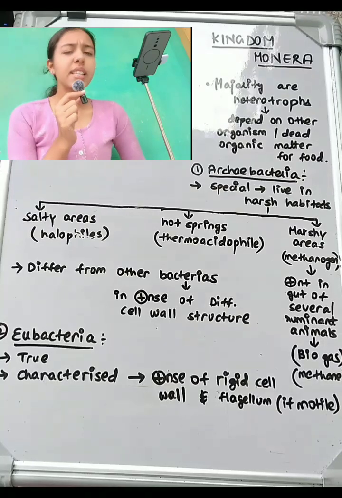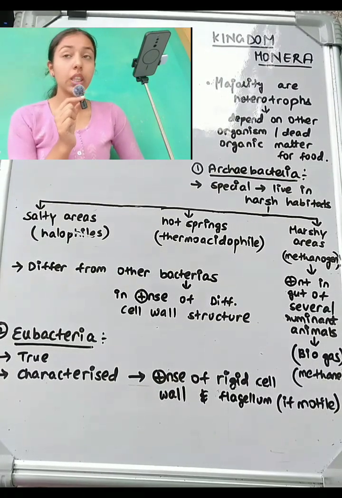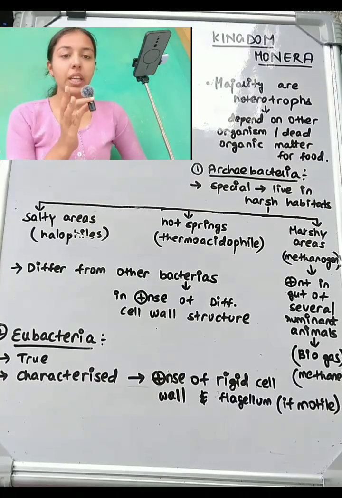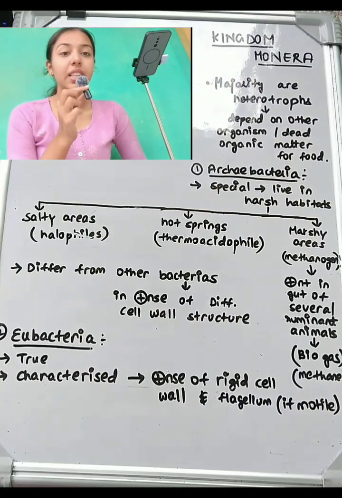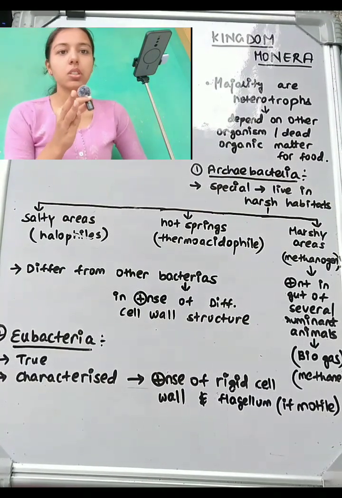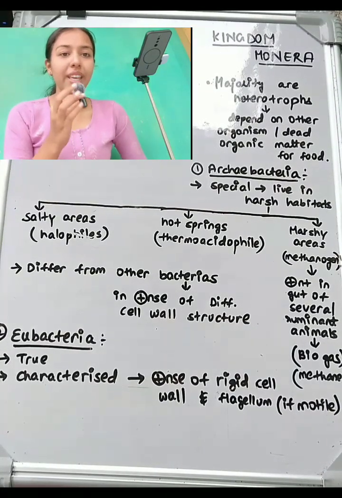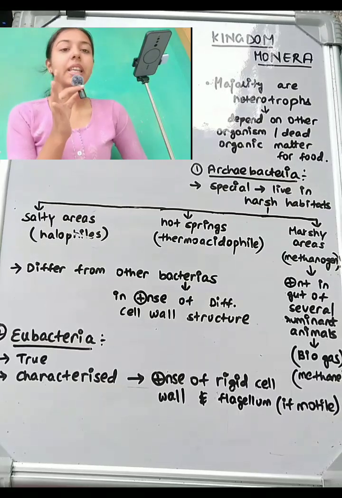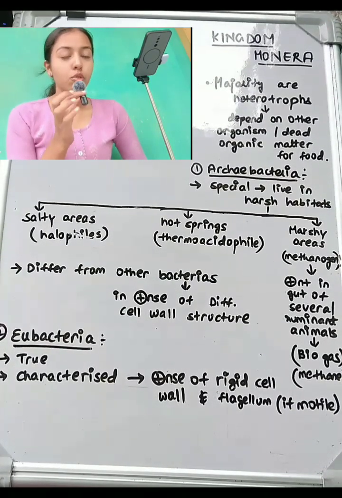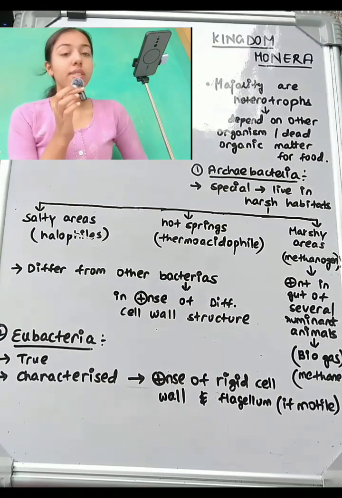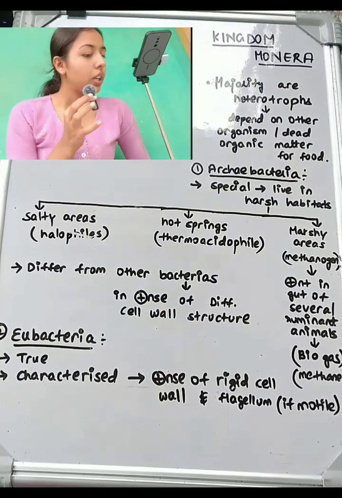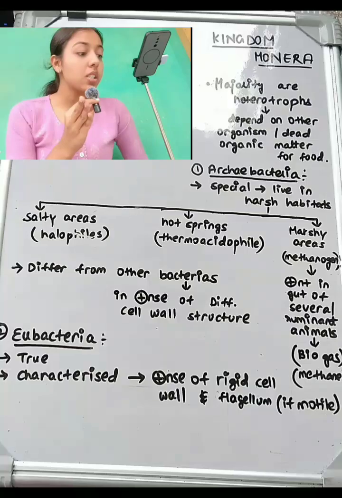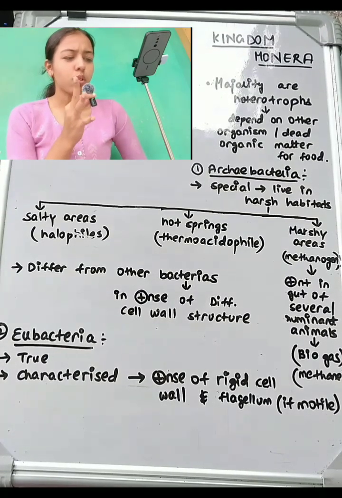Now, in marshy areas, these methanogens are present basically in the gut of ruminant animals, for example cows and buffaloes. They feed on cellulose, the plant matter, whatever the cows and buffalo take as food. They are obligate anaerobes, and there they release methane, which is used as biogas. Archaebacteria differ from eubacteria because they have this different cell wall structure.